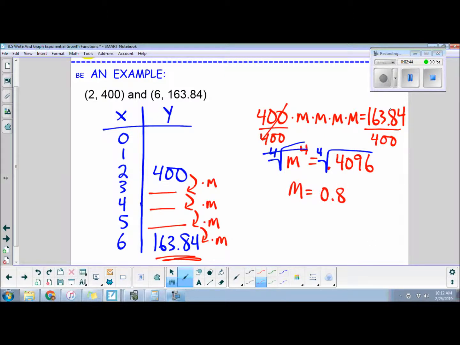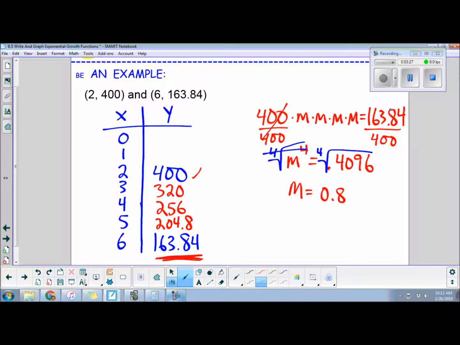Cool, so I know that the pattern is multiplying by 0.8 each time. I can go ahead and fill in now this table and just double check and make sure that I've gotten to the last point. So 400 times 0.8, I'm using my calculator here again, gets me to 320. 320 times 0.8 gets me to 256. Then 256 times 0.8 gets me to a decimal of 204.8. And if I do that one more time, it does give me 163.84. So I know that the multiplier is correct.